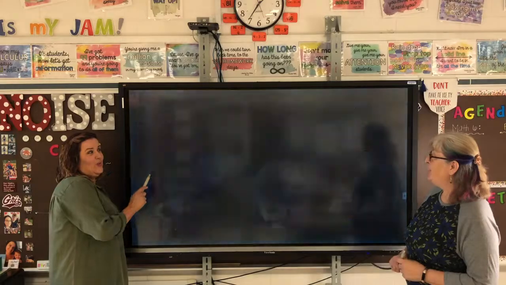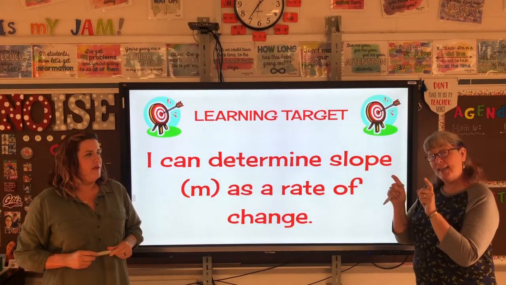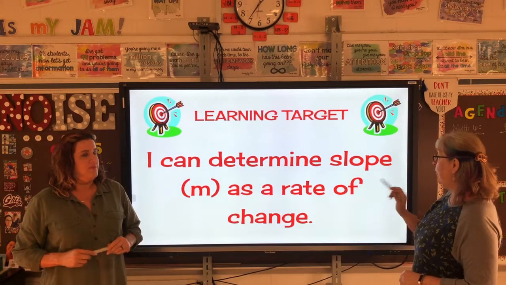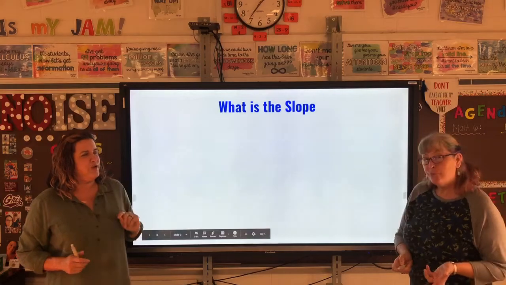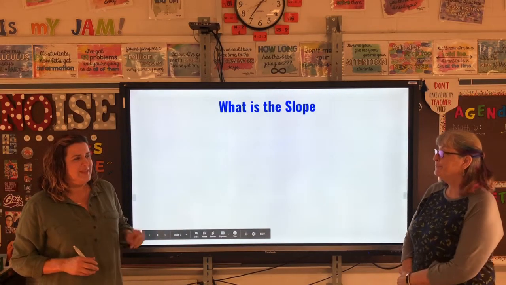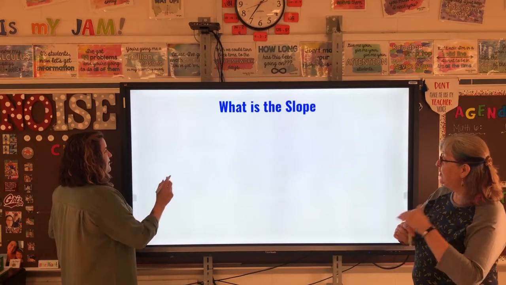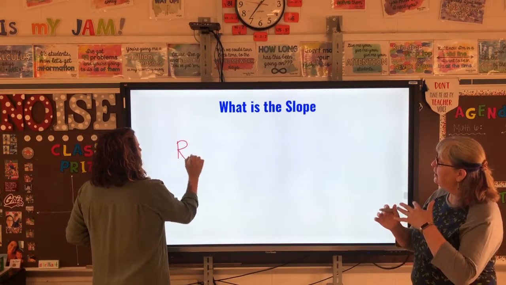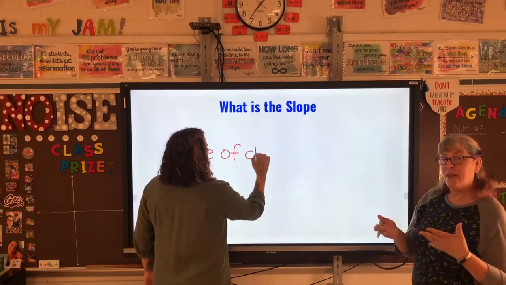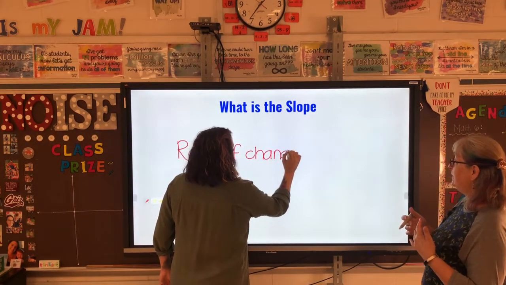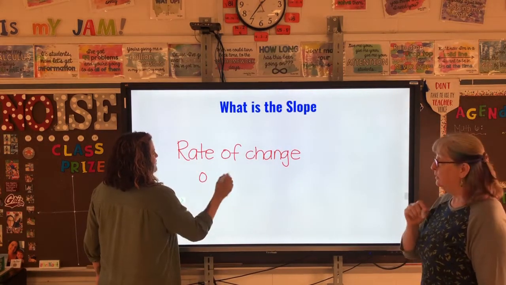So let's look at our learning target. I can determine slope, which we have as the m in our equation, as a rate of change. So what is this word, slope, you speak of? What is this slope thing? Well, slope is the rate of change of a line. It's very mathy. We should write that down. It's okay, because they're writing while we're writing. Rate of change of a line.